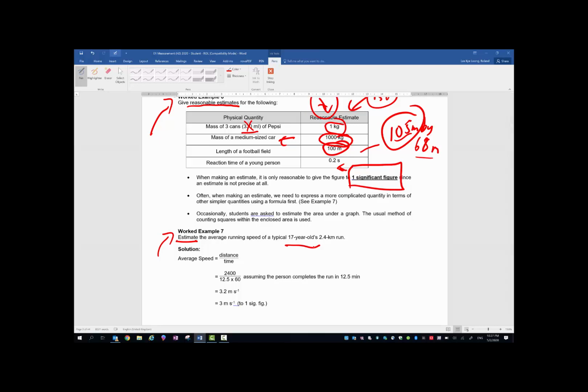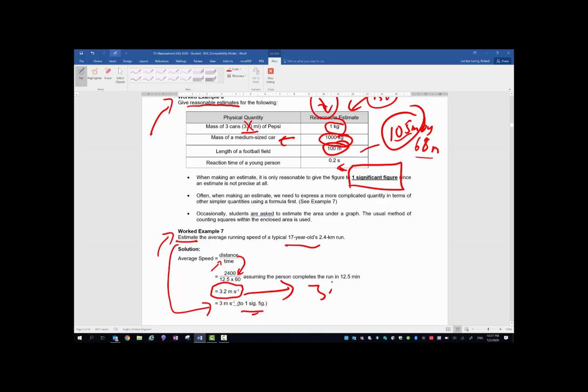So how do you estimate the average speed? The distance, we know, 2.4 kilometer is 2,400 meters. The time, so what is a reasonable time? If you say 1 hour, that is not reasonable. Let's say 12 and a half minutes. So 12 and a half minutes multiplied by 60 seconds, if I calculate, I'll get 3.2 meters per second, but they want an estimate. Please give your answer to one significant figure. So please keep your answer to 3 meters per second. Then you'll get the full marks. If you leave your answer like that, you'll be marked wrong because that's not an estimate.